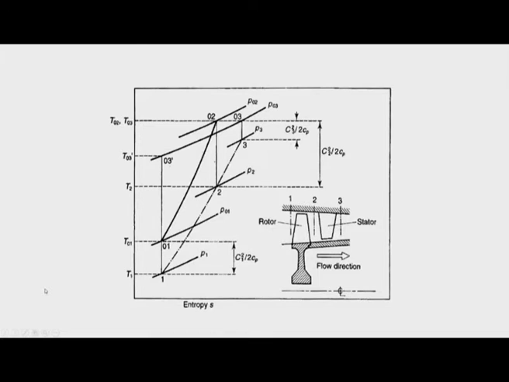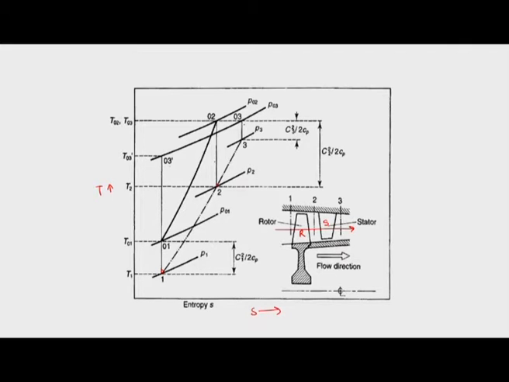Then we will see the TS diagram for the axial compressor, where we have T as y axis and S as x axis. Here we can see that the flow is going in this direction. First it encounters rotor, then it encounters stator. So, we are at 1 first, then 1 to 2 is the static pressure rise in the rotor blades, and 2 to 3 is the static pressure rise in the stator blades.